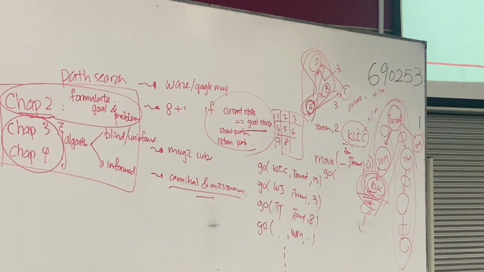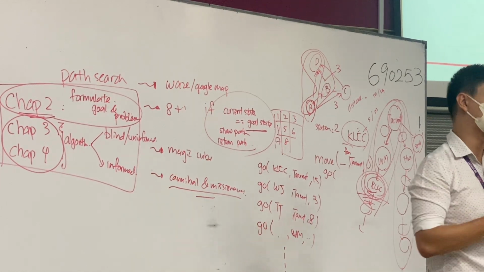So what is the path cost? It is the total cost along the path. Let's say now we would like to calculate the path cost traveling from Time UMT to KLCC. You just add up together, so the path cost will be 3 plus 13, which is 16.